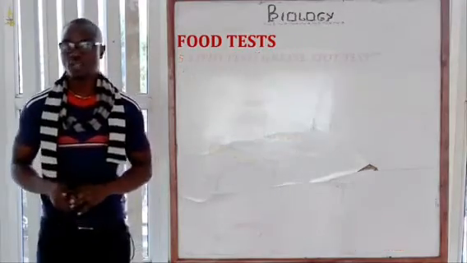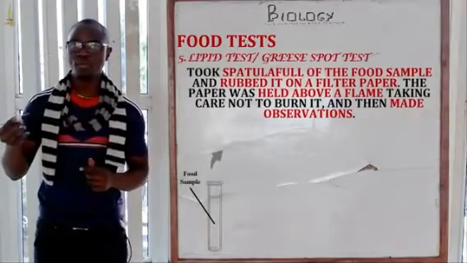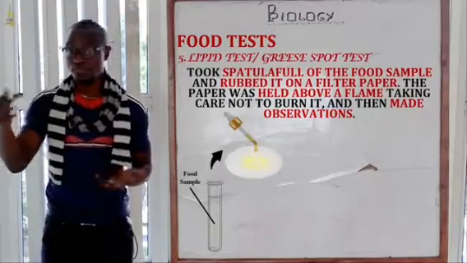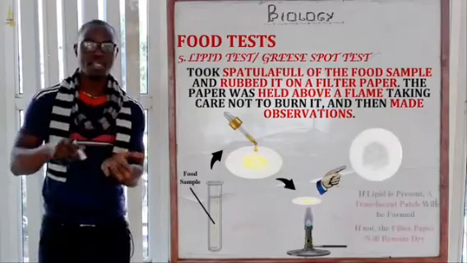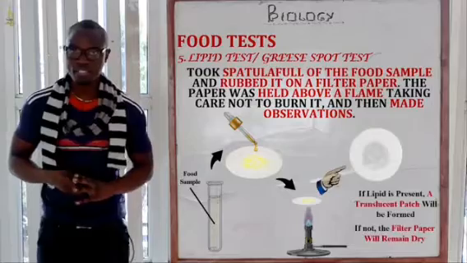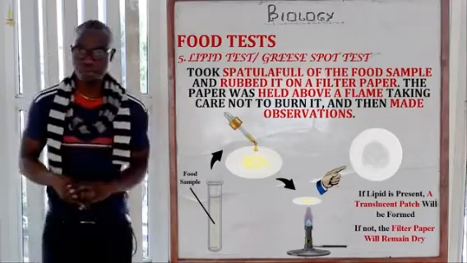There's another test for lipids called the grease spot test, whereby we take a very small food sample, maybe from the tip of a dropper, and place it on filter paper like that. If lipid is present, a translucent patch will be formed on the filter paper.